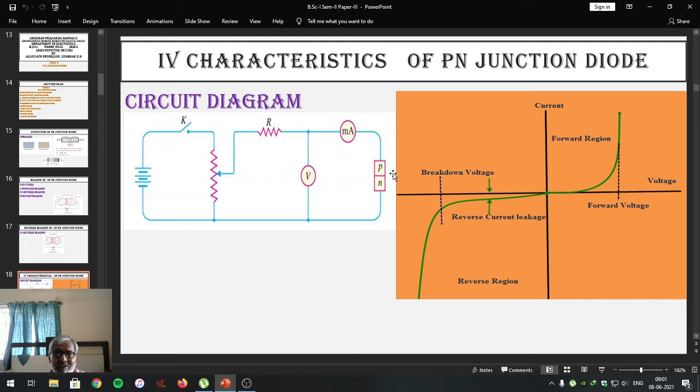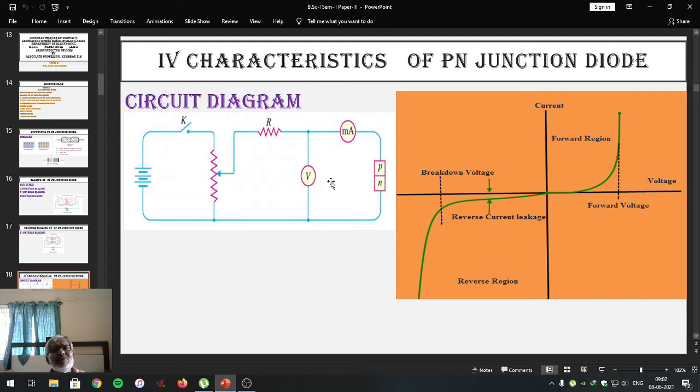What change do we have to make to plot the reverse characteristics? We have to connect the N region to the positive terminal of the battery, whereas the P region to the negative terminal of the battery, so that the PN junction diode is reverse biased. Replace the milliammeter by a microammeter because the current flowing in the reverse bias condition is very small, as we have studied in the biasing of the p-n junction diode.